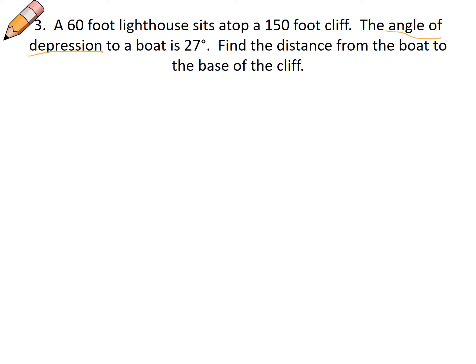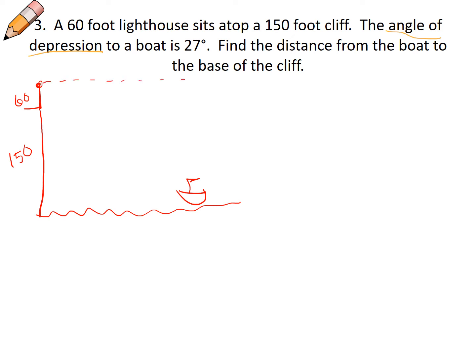Okay, so let's first draw a picture. So we have a 60-foot lighthouse, so this is 60 feet, on top of a cliff, which is 150 feet, and then we have some waves, and we have a boat sitting out here, and they told us from the lighthouse we have an angle of depression of about 27 degrees. So if the light were to be shining directly straight out into the water, making a 90-degree angle, we're saying that the angle of depression is this angle right here.